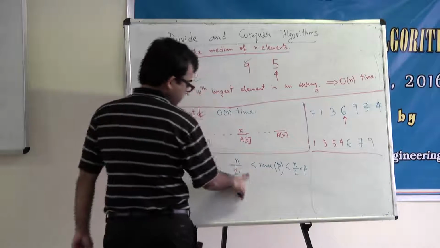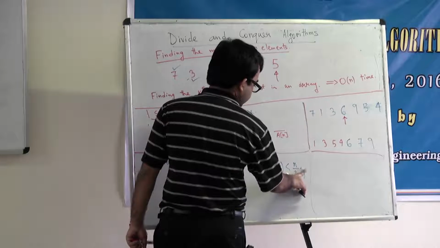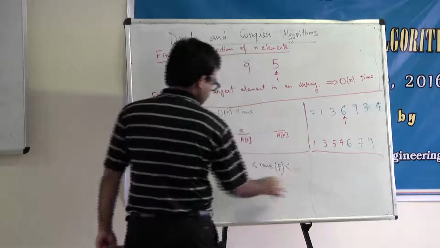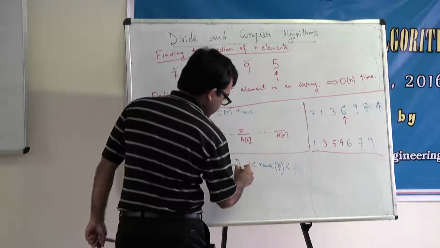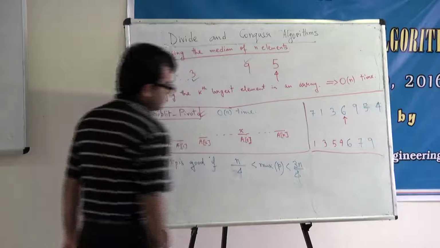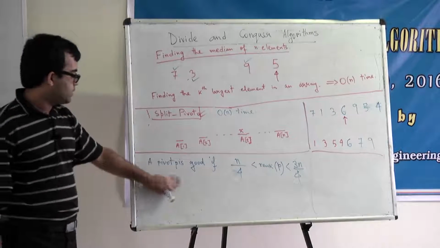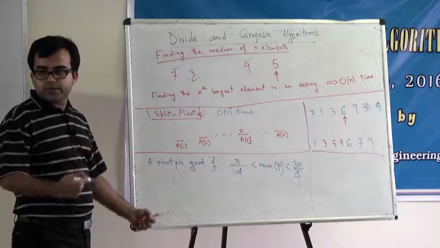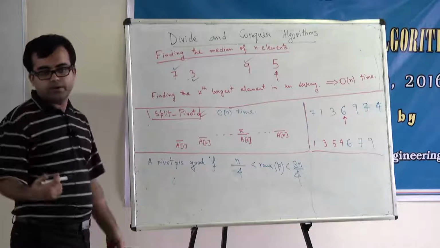If you don't want to have this alpha here, let us just say, okay, what do I say? Let's say this is n over 4. This is P of n over 4. So what do I mean by this? What is the rank of a pivot? It's its position if you sort in the sorted order.